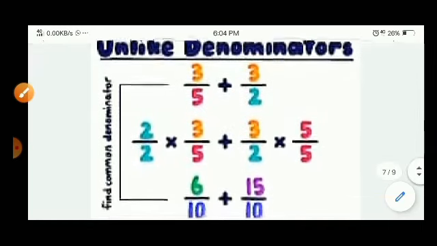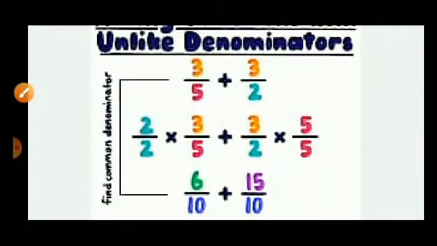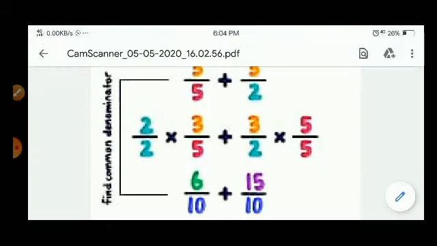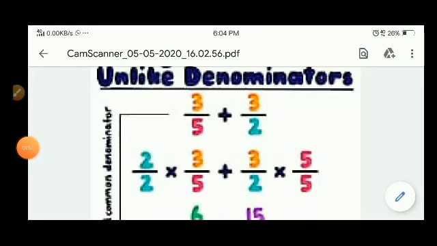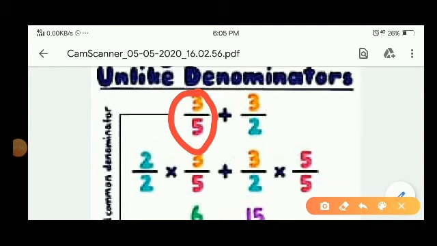First of all, you have to convert those unlike fractions into like fractions. How do we convert them? Right? So let's see that. You have to take the first fraction, that is 3 upon 5, and you will multiply it with 2. Now that is the denominator, right? The 2 is the denominator, so the numerator will also be 2. So the numerator and denominator will be the same.